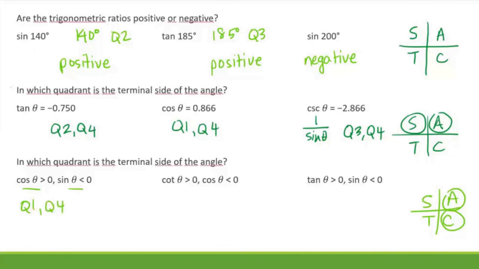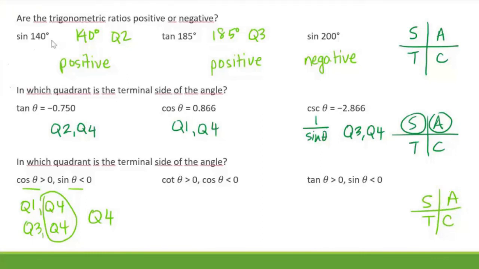But now we have a second piece of information that helps us narrow down the answer. We're told that the sine of the angle is a value less than 0 or negative. Well, sine is positive in quadrant 1 and quadrant 2, and negative in quadrant 3 and quadrant 4. So the only place they have overlap is in quadrant 4. This angle, given the restrictions, is in quadrant 4.